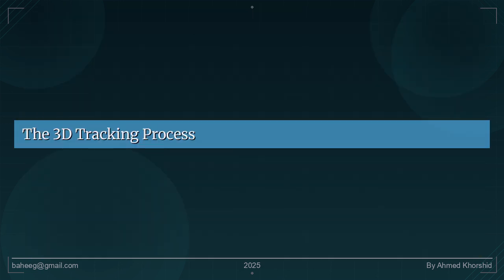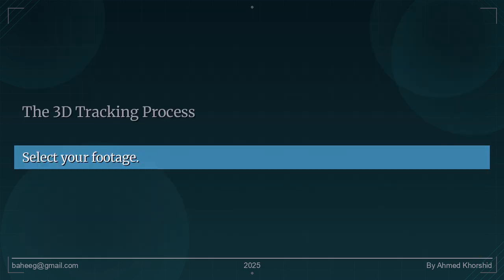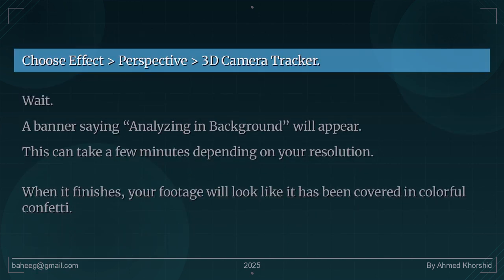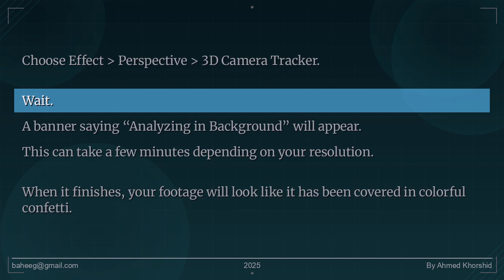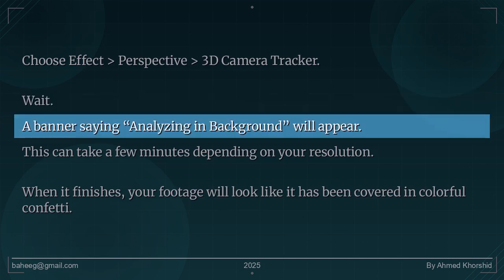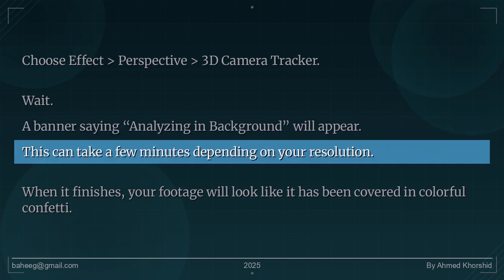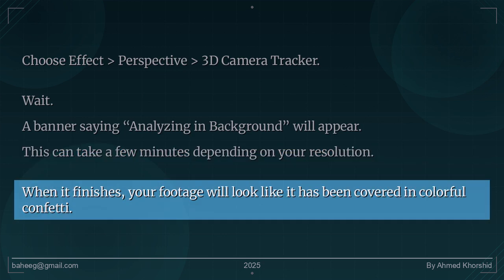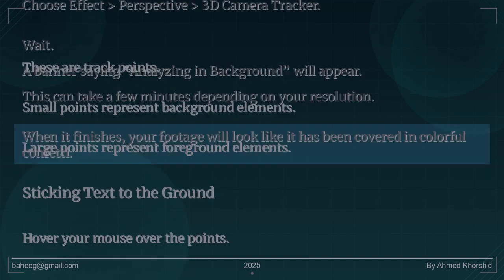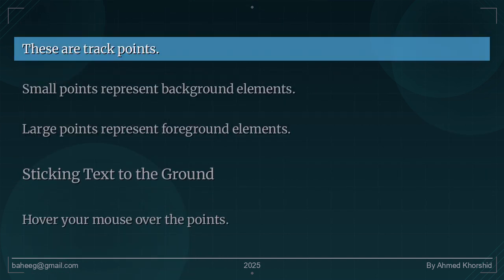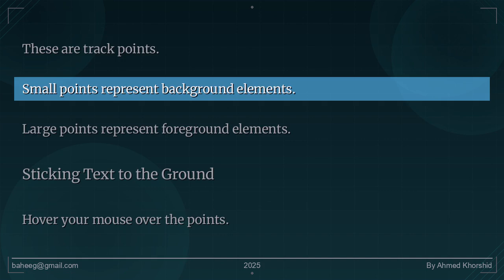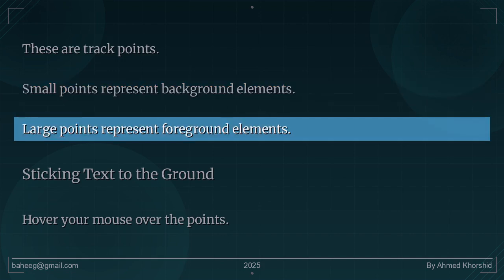The 3D tracking process. Select your footage. Choose Effect, Perspective, 3D Camera Tracker. Wait. A banner saying Analyzing in background will appear. This can take a few minutes depending on your resolution. When it finishes, your footage will look like it has been covered in colorful confetti. These are track points. Small points represent background elements. Large points represent foreground elements.